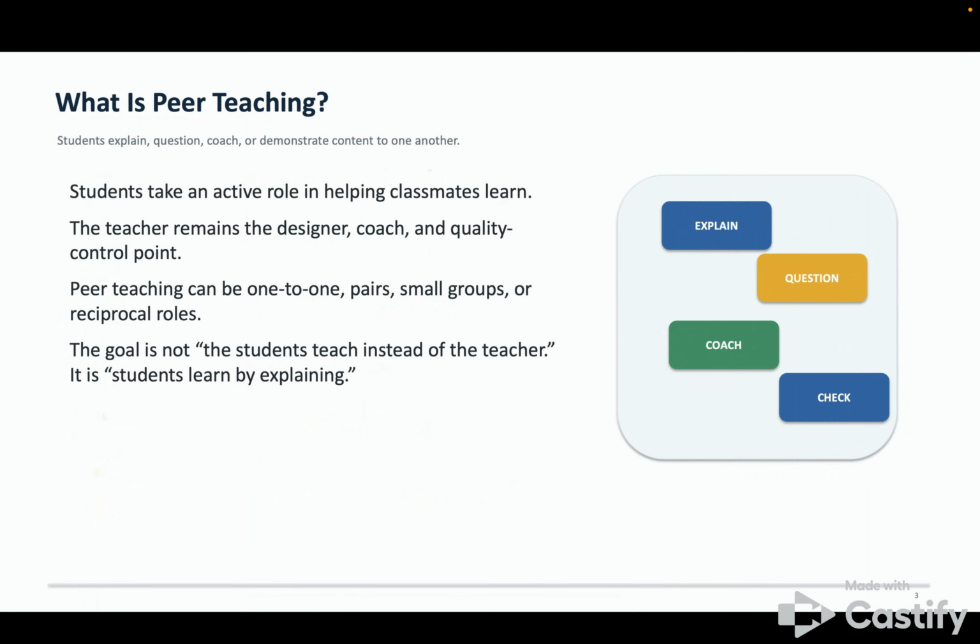But there's an important distinction. Peer teaching is not simply putting students into groups. If I tell students, get into groups and work on this, that doesn't automatically mean peer teaching is happening. There needs to be a specific learning objective and specific responsibility. The teacher designs the experience, establishes expectations, and then allows students to do some of the cognitive work themselves. So, the teacher isn't being replaced. Instead, the teacher becomes more of a designer, a coach, an observer, and evaluator of the learning process.